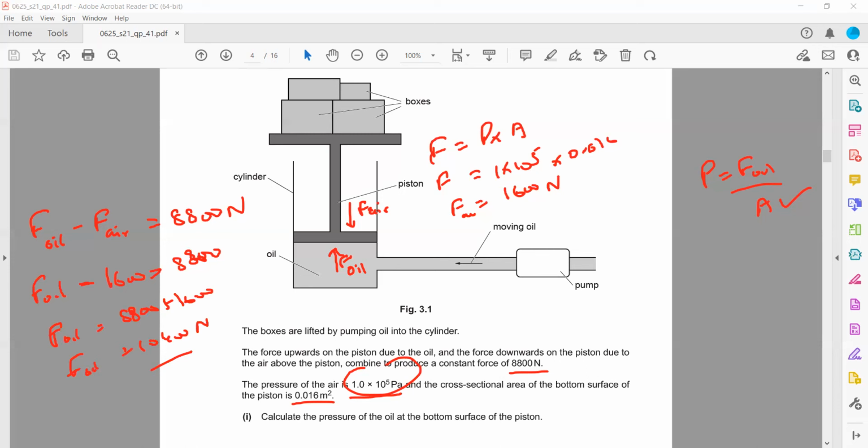Then we want to calculate the pressure. Pressure is force over area. So 10,400 divided by the area of the piston, which is 0.016. So it will be 6.5 into 10 to the power 5 Pascal. So first we calculated the force of air and then we added the force of air to the total force to get the force of oil. And as a result, we calculated the pressure exerted by the oil.